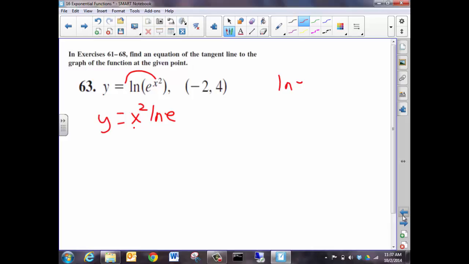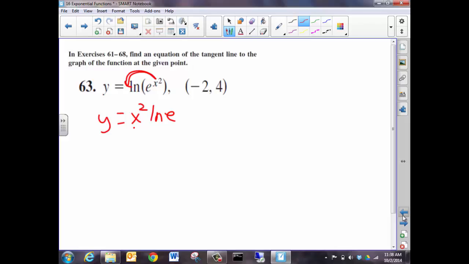No. If we had this, then we couldn't use log properties. But see, the argument is raised to an exponent. If the argument has an exponent in it, we can take the exponent out in front. And I see no reason that we couldn't do that there. Okay, you could do that. I'm looking for an easier way to do that, okay?